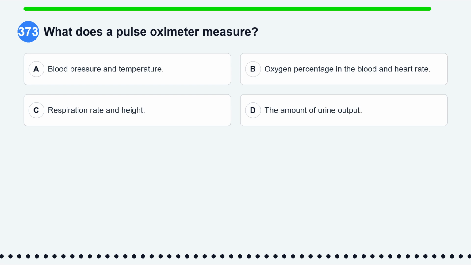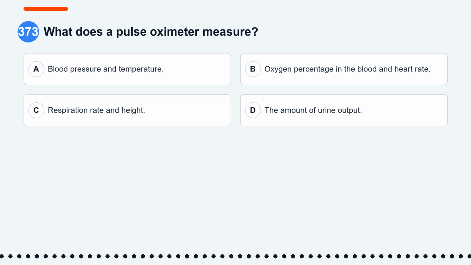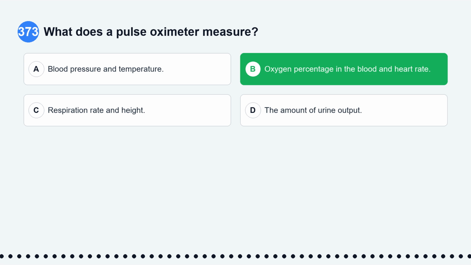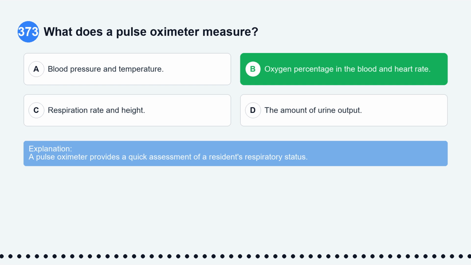Question 373. What does a pulse oximeter measure? Option A, blood pressure and temperature. Option B, oxygen percentage in the blood and heart rate. Option C, respiration rate and height. Option D, the amount of urine output. The correct answer is option B, oxygen percentage in the blood and heart rate. A pulse oximeter provides a quick assessment of a resident's respiratory status.